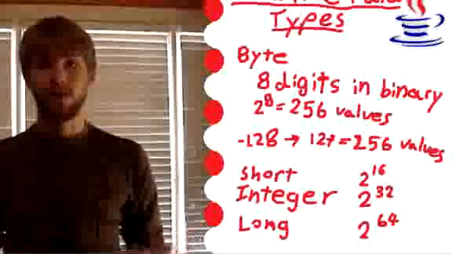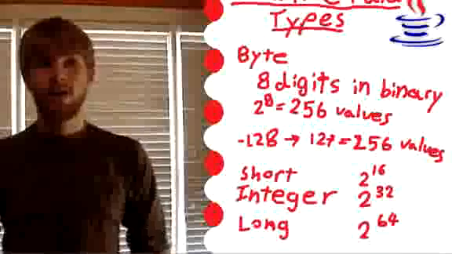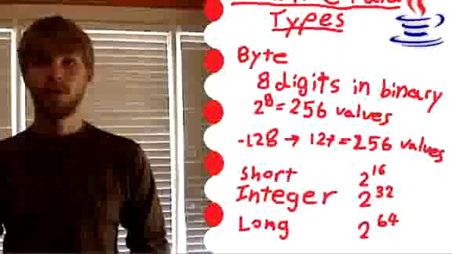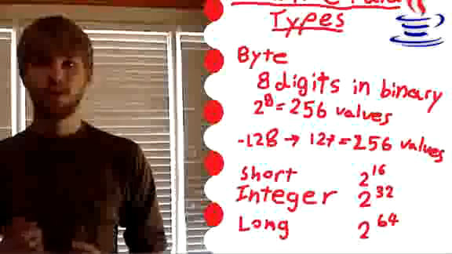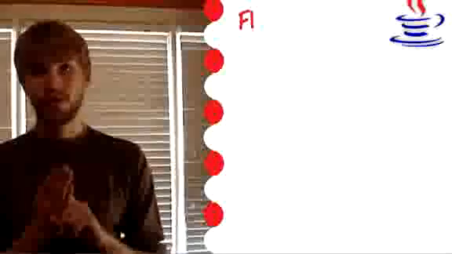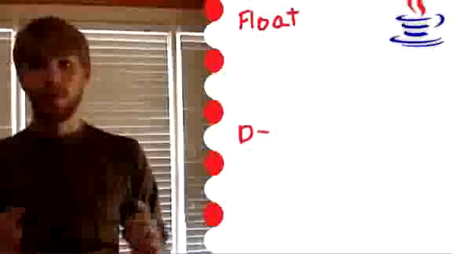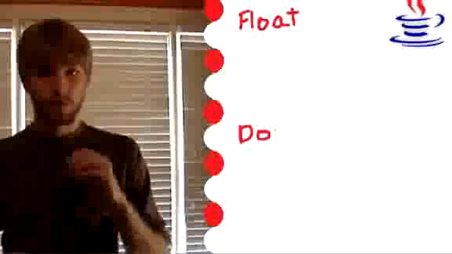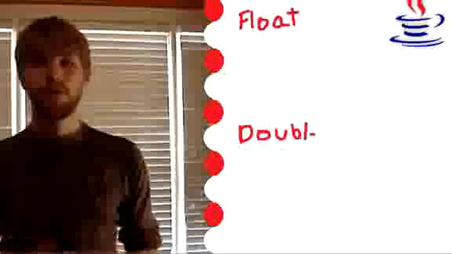That's a lot of values. That's a range of 18 quintillion different values. That's 18 zeros. That's pretty major. So those are the first 4 different data types. And the next 2 are float and double. Float and double also store numbers, only with float and double they can store decimals.